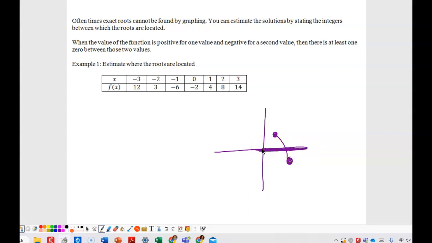On the opposite end of that same thought process, if a y value is negative, and then its next y value is positive, then it must also have crossed the x-axis, meaning y was 0.